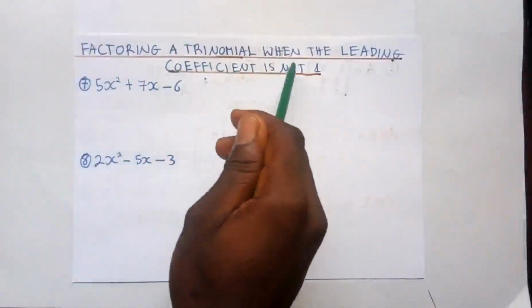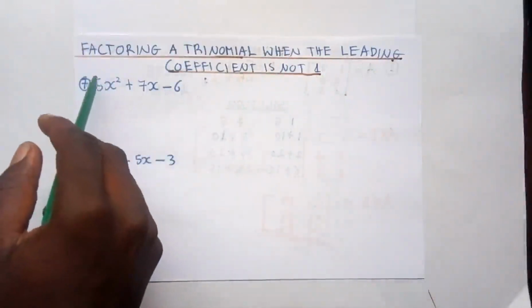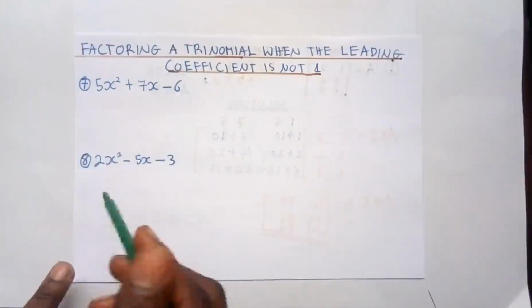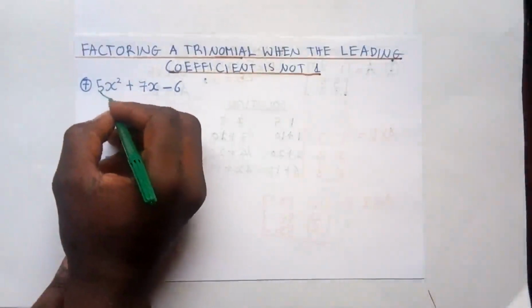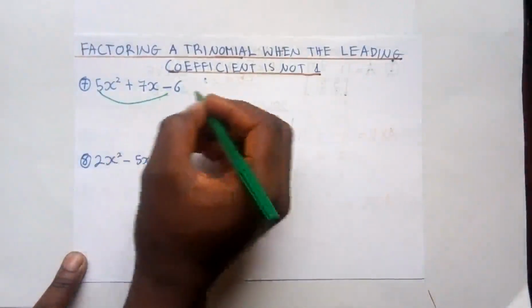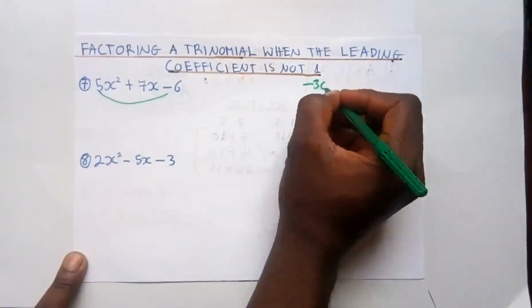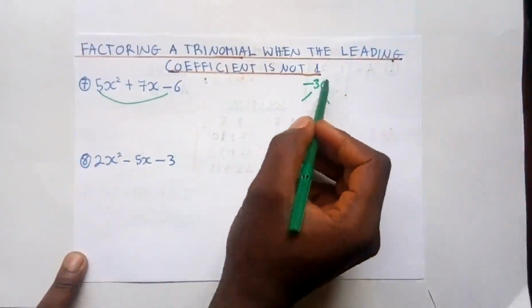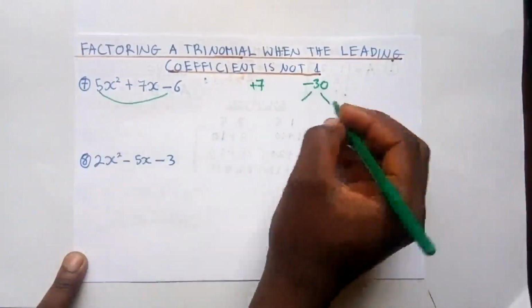Factoring a trinomial when the leading coefficient is not 1. As you can see, the leading coefficient is not 1 here, 5. And here the leading coefficient is not 1, 2. So look at the way we solve this kind of question. Multiply the leading coefficient by the constant. So 5 multiplied by 6 gives us minus 30. We want to find two numbers. When you multiply them, you have minus 30, and when you add them, you have positive 7.